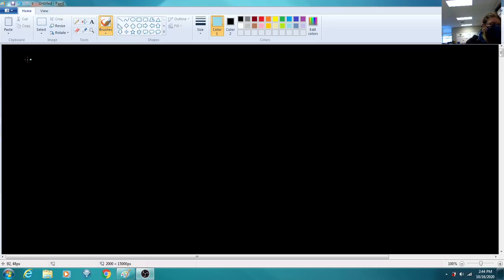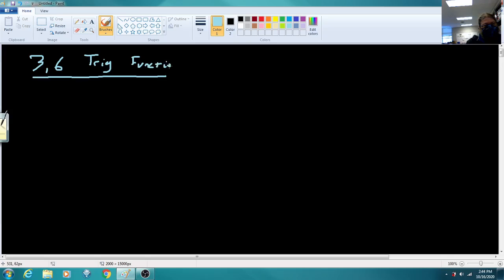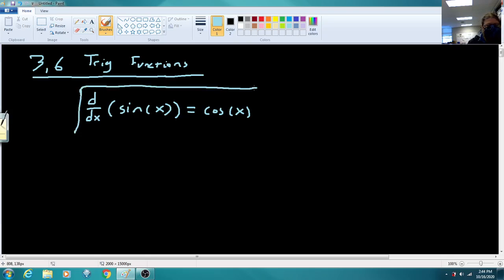We are covering section 3.6. This is going to be over trigonometric functions, so we'll say trig functions. And so first thing that we're going to do here is define the derivatives of all the trig functions. So we'll say d/dx of sine, derivative of sine, is equal to cosine. And if we want the derivative of cosine, that will equal negative sine.